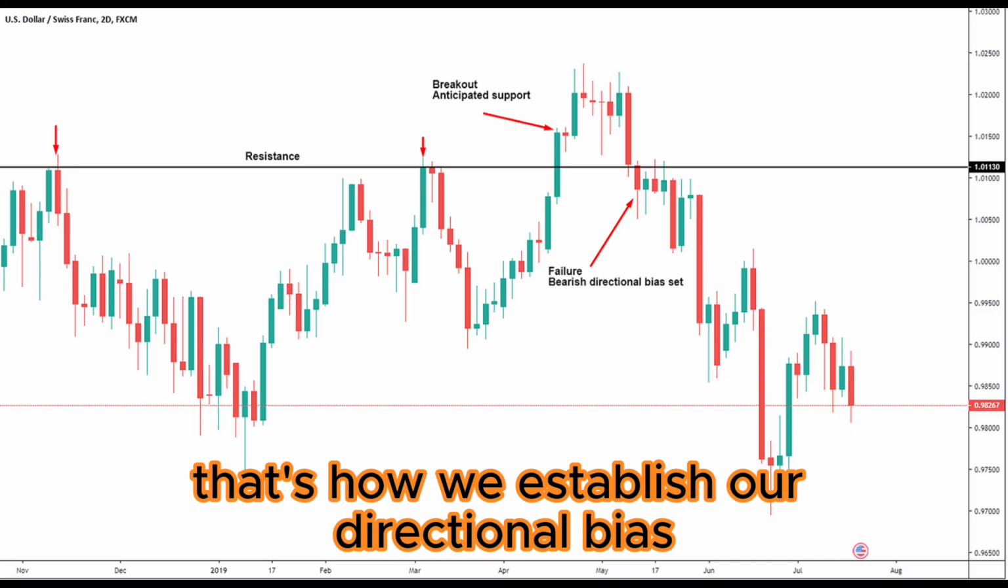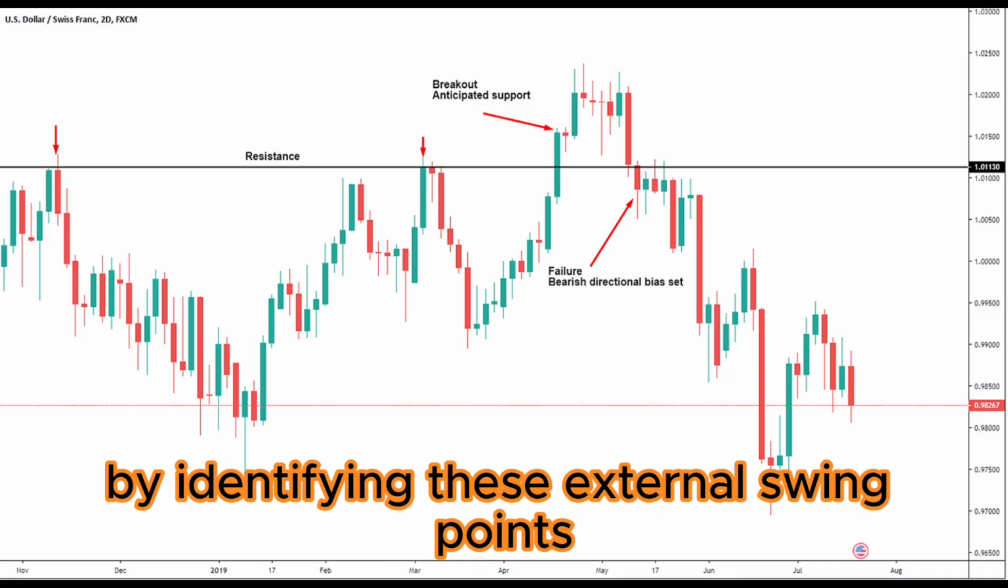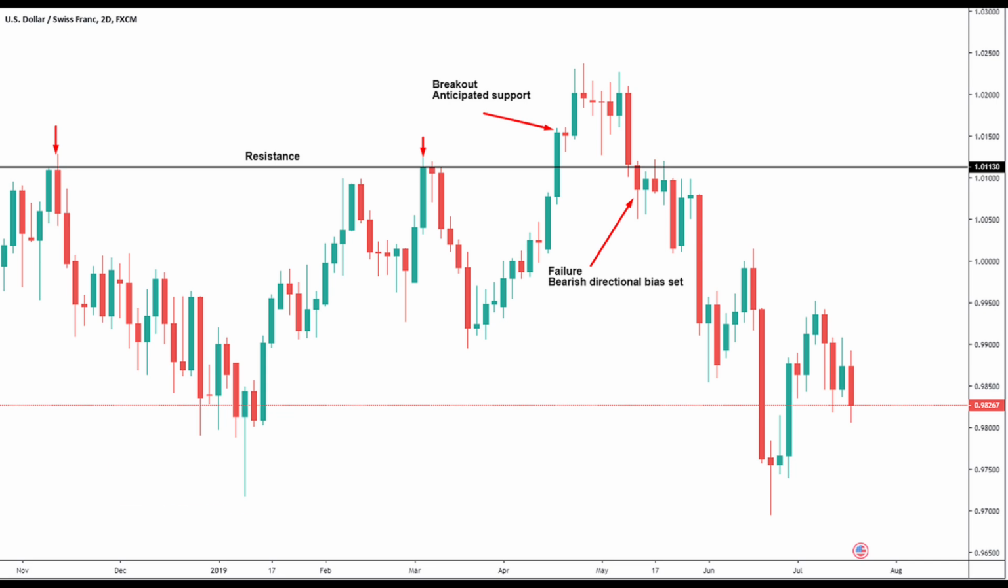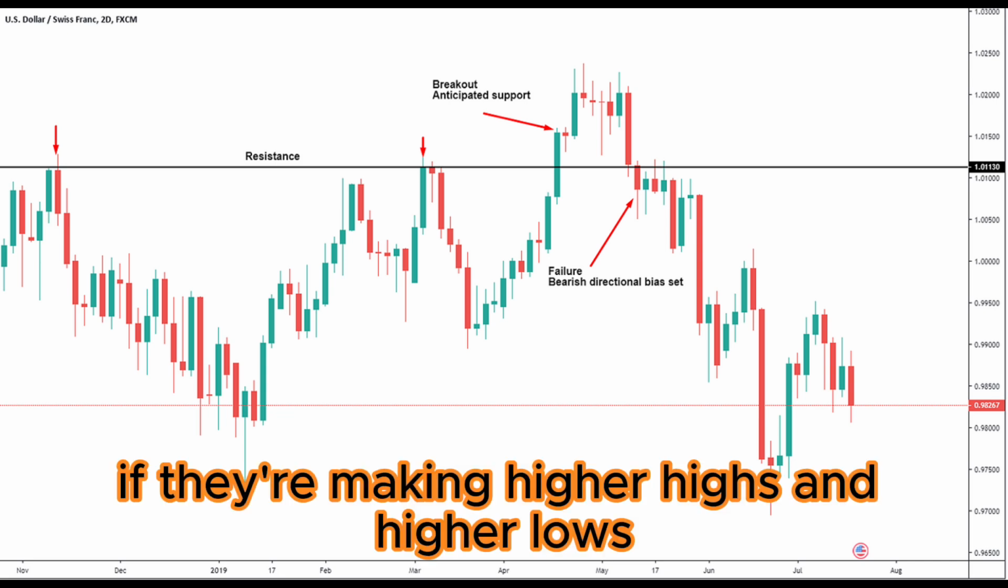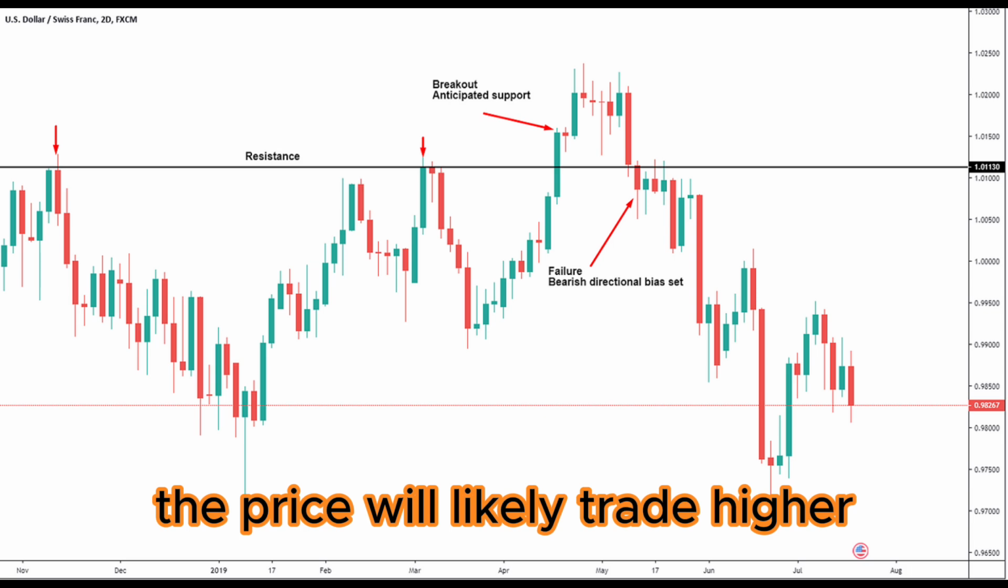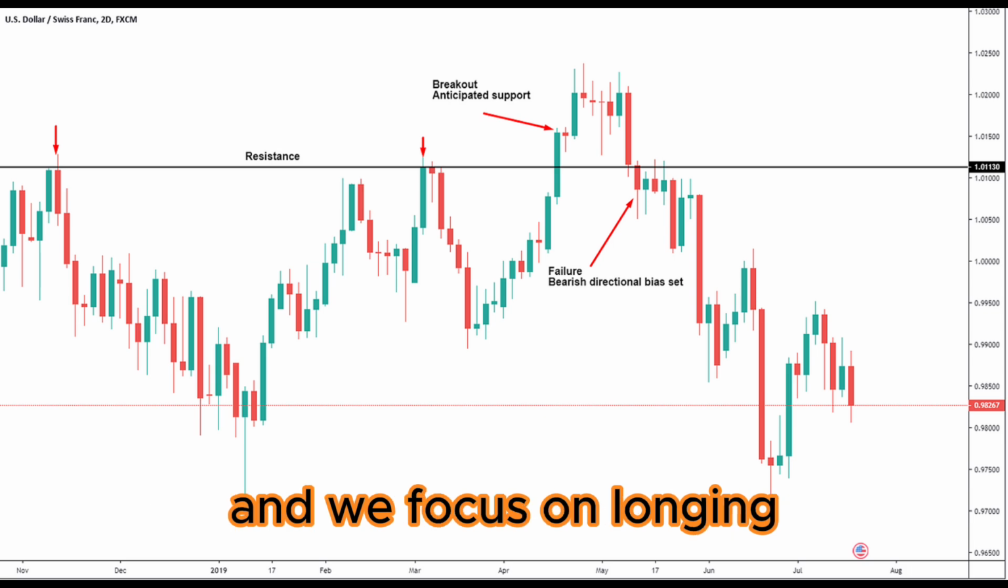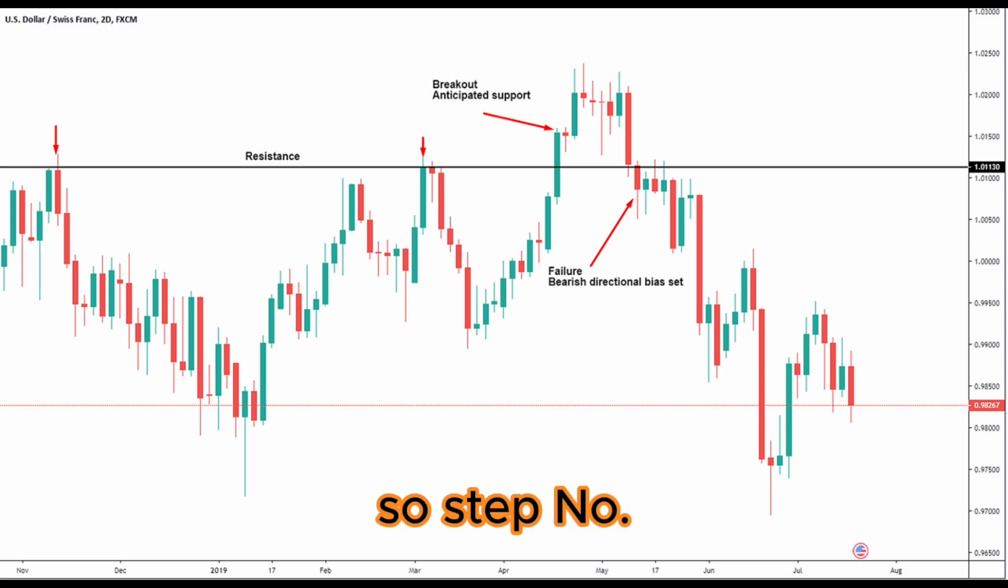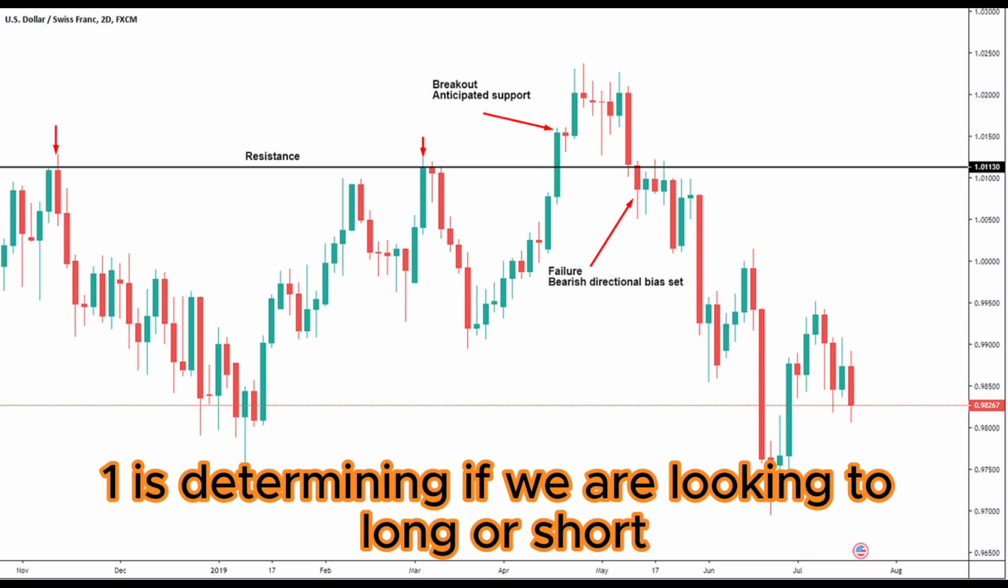That's how we establish our directional bias, by identifying these external swing points of market structure. If they're making higher highs and higher lows, the price will likely trade higher, and we focus on longing. So, step number 1 is determining if we are looking to long or short.